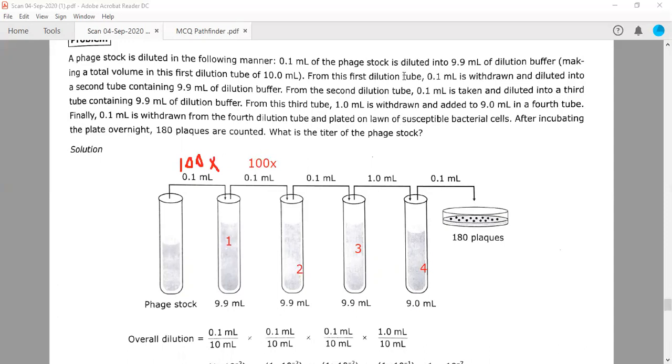So again, from the first dilution tube, you are moving 0.1 ml to the next tube into 9.9 ml, and therefore you are diluting it again 100 times, right? From the second dilution tube, which is this, 0.1 ml is taken and diluted in the third tube into the 9.9 ml again. So as you can see here, 0.1 is moving to this tube, which is having 9.9 ml. So again, you are diluting it 100 times.